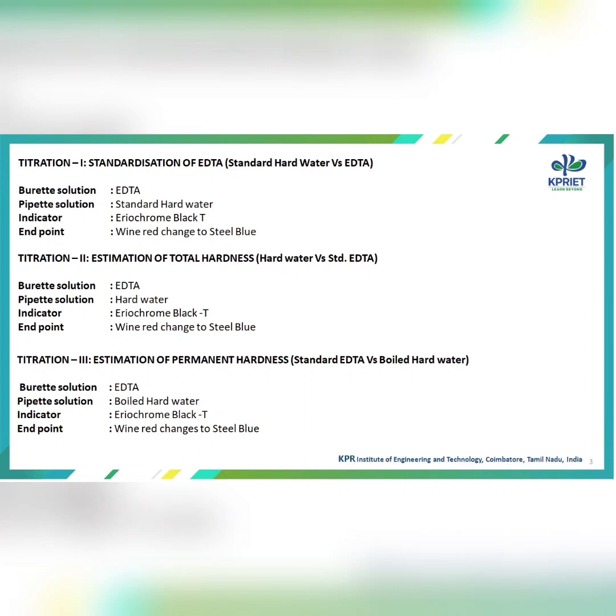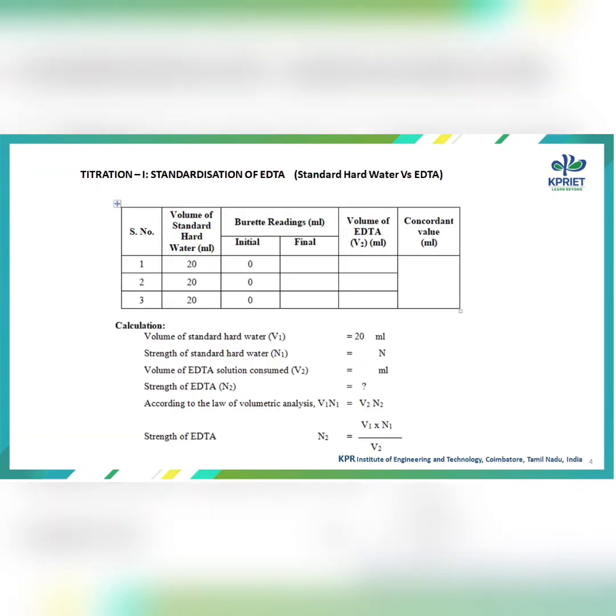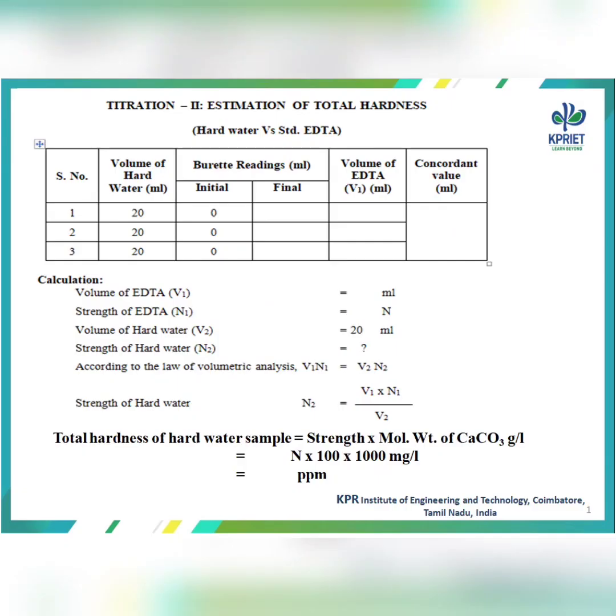Looking into the calculation. For titration 1, the experiment has to be repeated thrice and the concordant value should be entered. Concordant value is the identical value received during the titrations. This is the volume of EDTA consumed. Using this, the strength of EDTA is calculated using the formula V1N1 = V2N2, which is substituted in the calculation of titration 2 and 3.